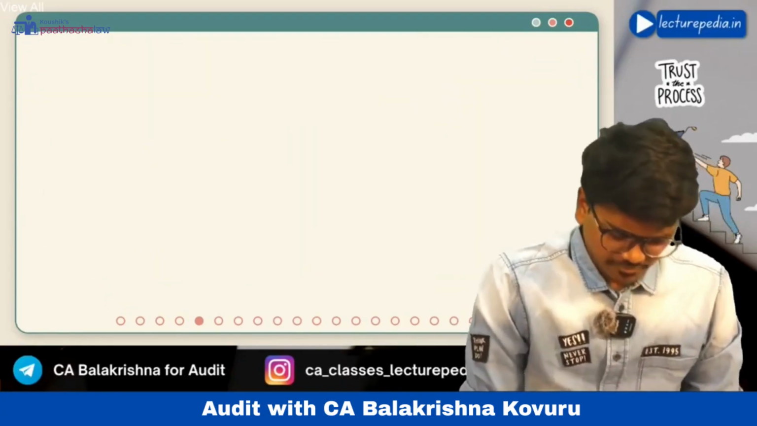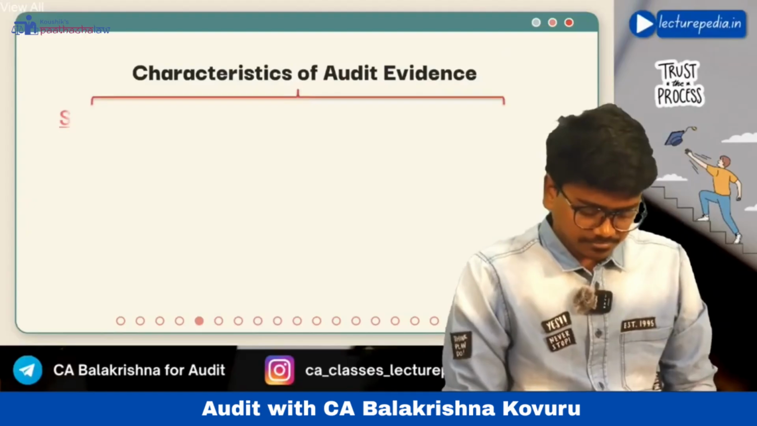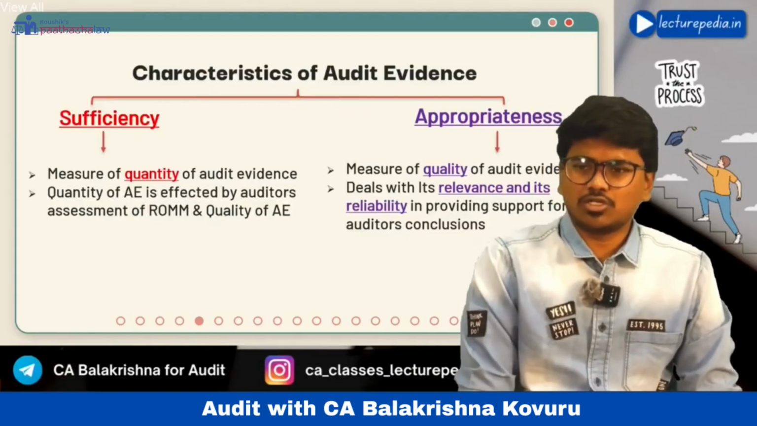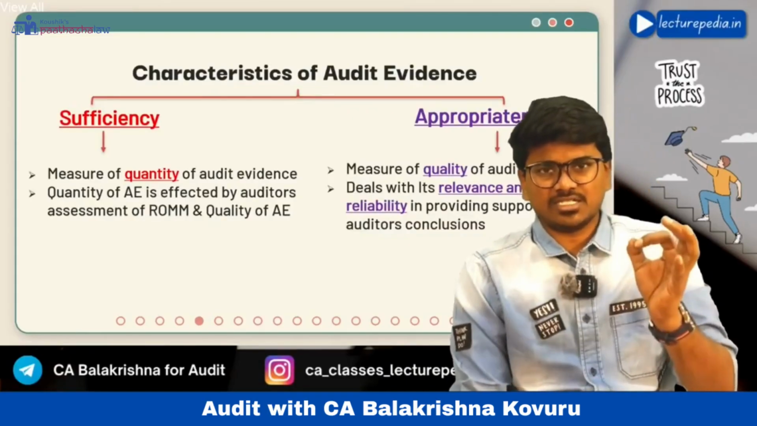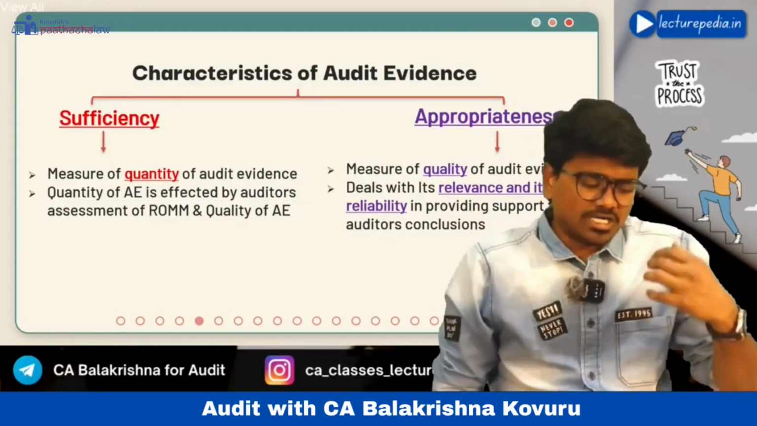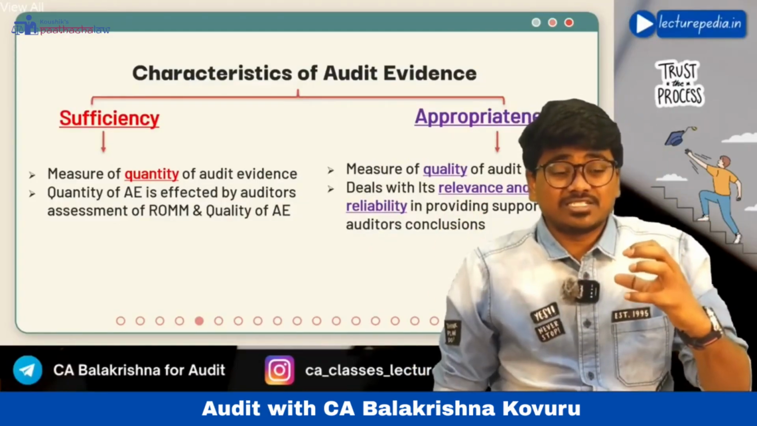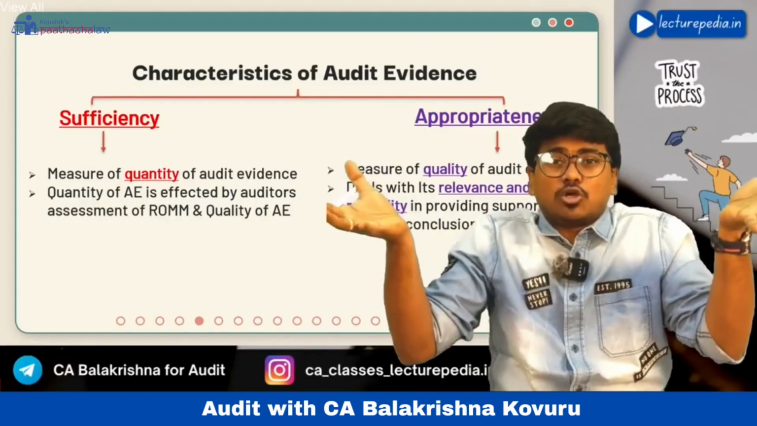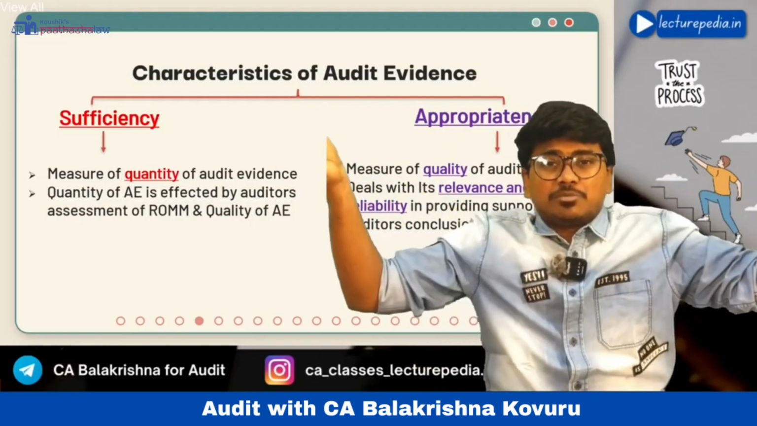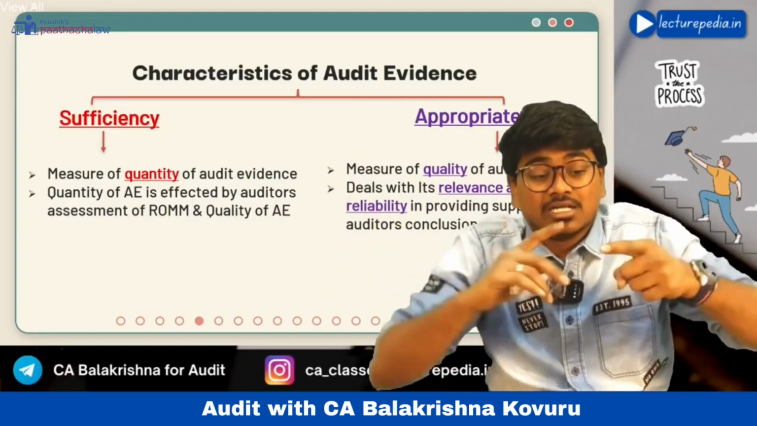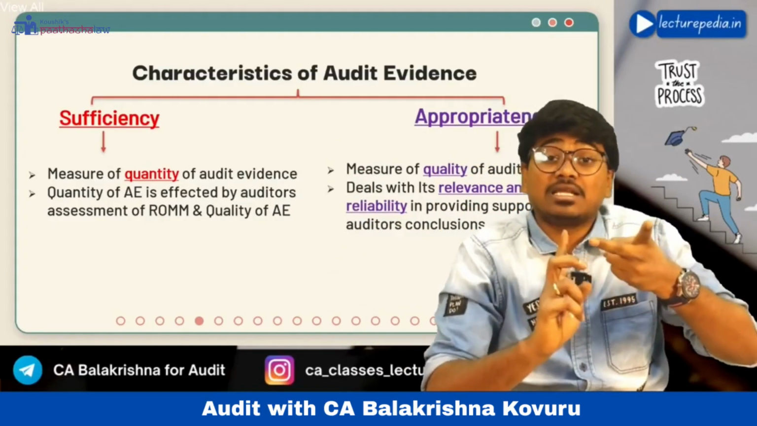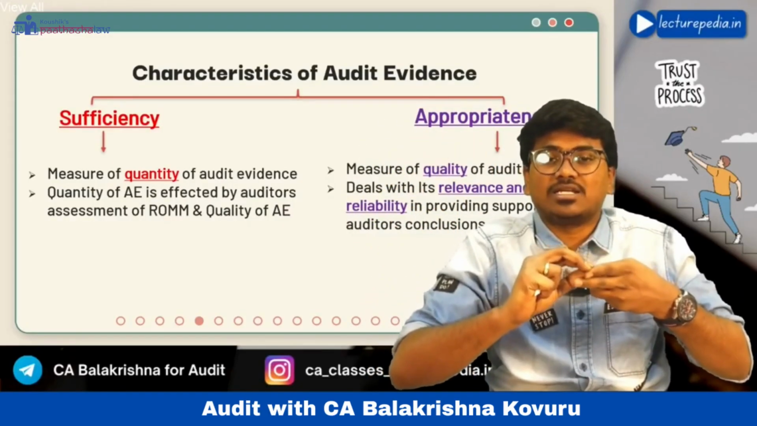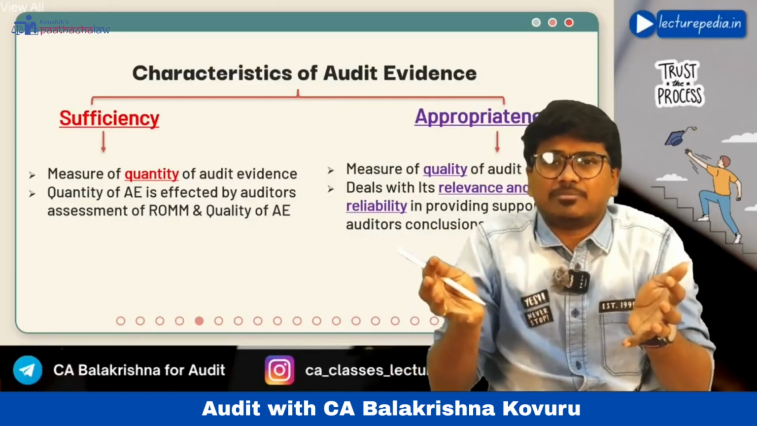Basically, if you see this standard, it is a very simple standard. Now, characteristics of audit evidence. I have already told you, there are two characteristics. One is sufficiency and another one is appropriateness. What is meant by sufficiency? Sufficiency deals with the quantity of audit evidence. Quantity means how much audit evidence has to be obtained. How much? It depends on the risk of material misstatement and the quality of audit evidence.